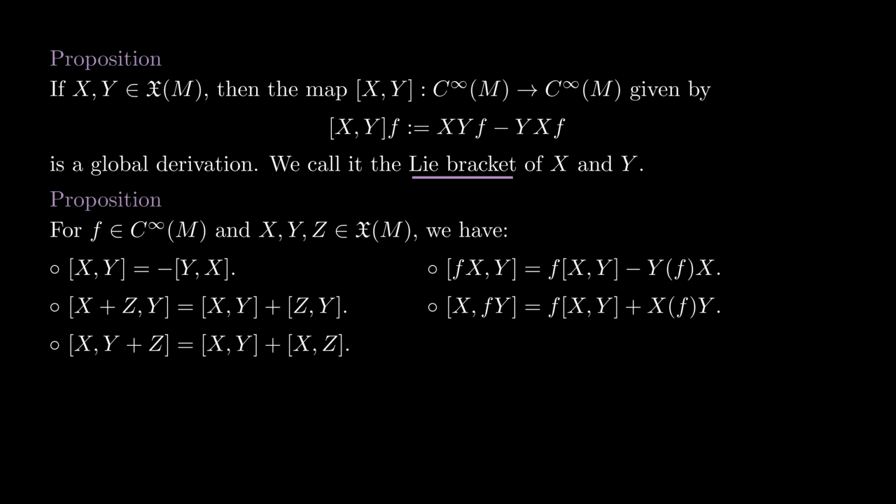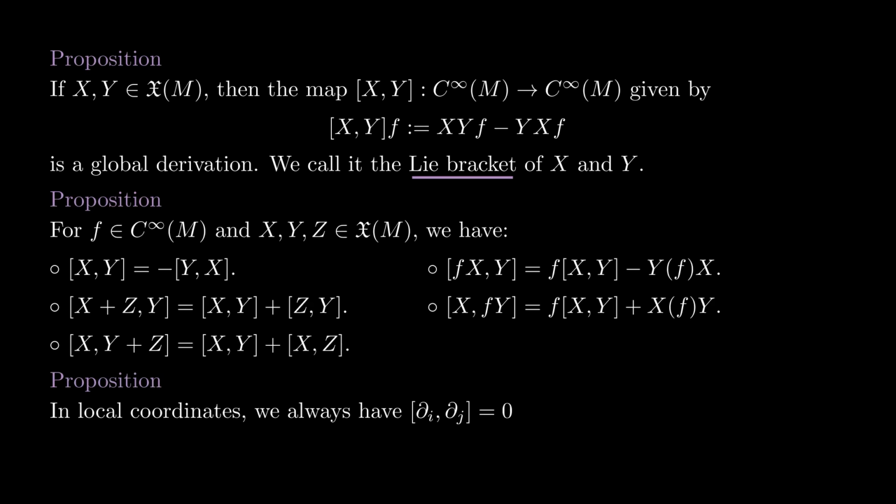The Lie bracket is antisymmetric, meaning that if we flip x and y, we get a minus sign. It also depends linearly on both x and y, and if we rescale x by a function f, we get f times the bracket of x and y minus x rescaled by yf. These properties can be verified algebraically without doing any geometry.